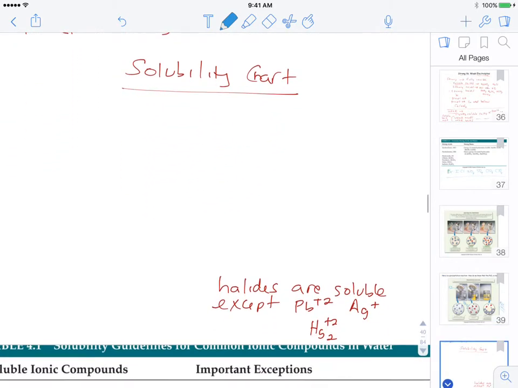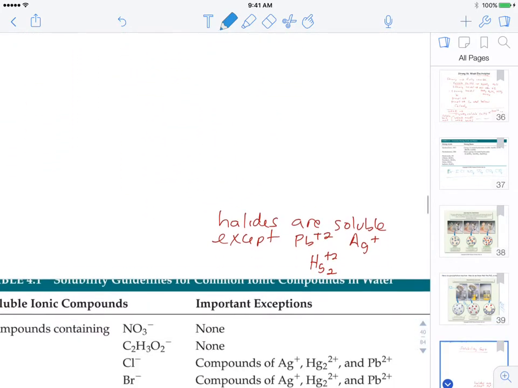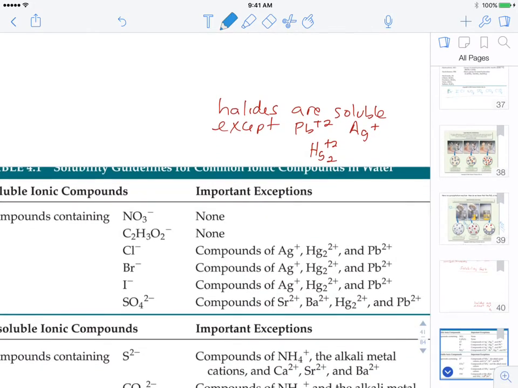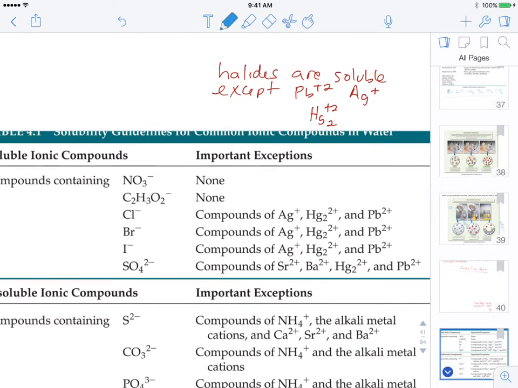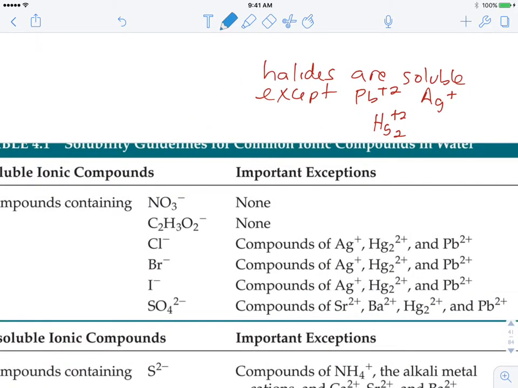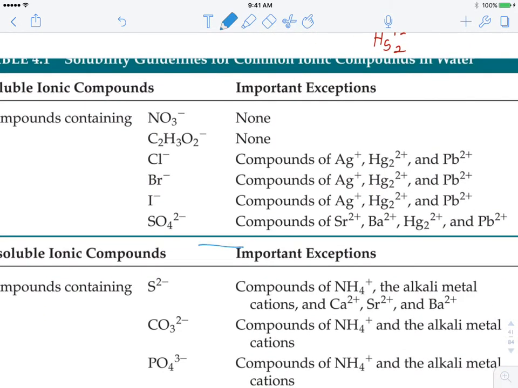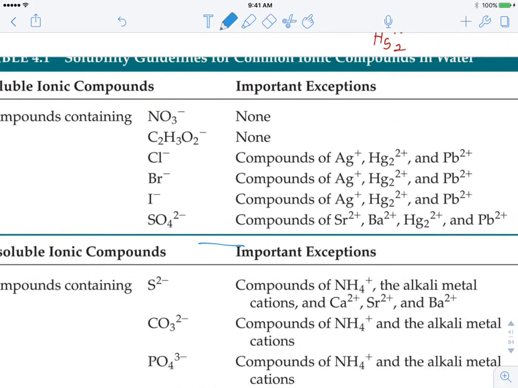Okay, one last thing that was missing was the solubility chart. If I zoom in on that, here's the solubility chart. It didn't come out as great as I would like it to. It seemed to be cut off. But on the left here, these are soluble ionic compounds. Let's highlight them. If a compound contains one of these ions, nitrate, acetate, chloride, bromide, iodide, sulfate, those substances will be soluble.